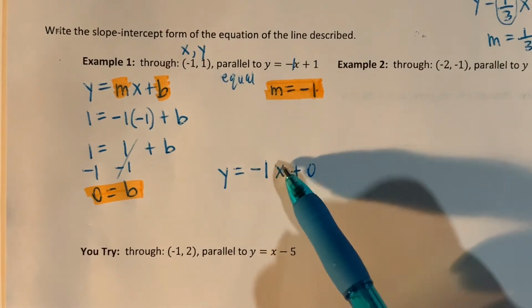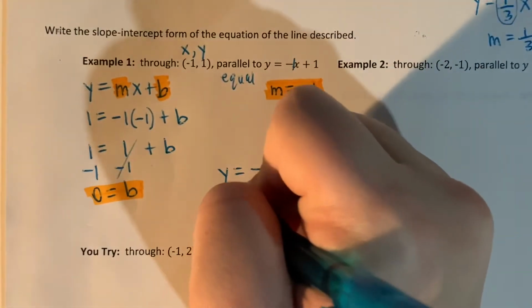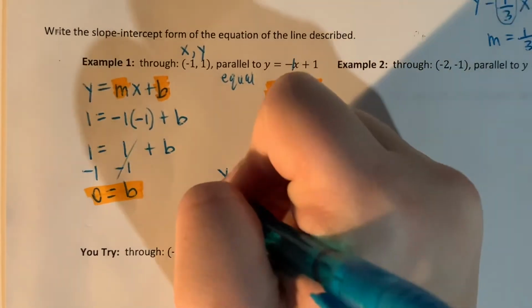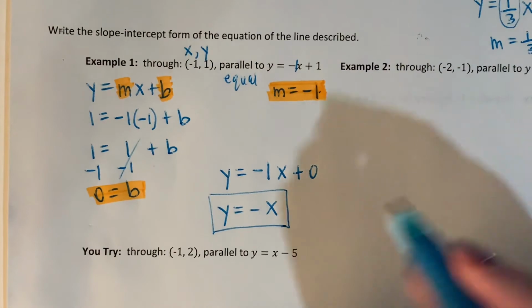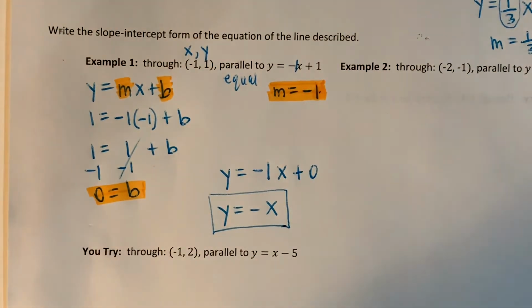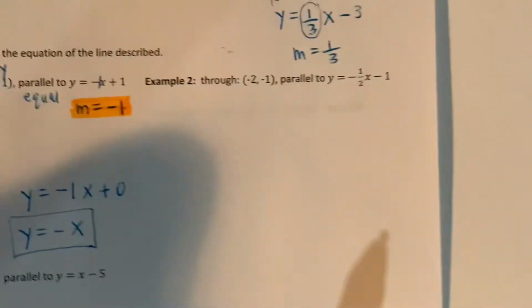Instead of saying negative 1x, you could just say negative x. That would be fine too. So here would be our final answer. Y equals negative x. Because again, we don't need to write this plus 0 at the end. All right, now let's jump to example 2.